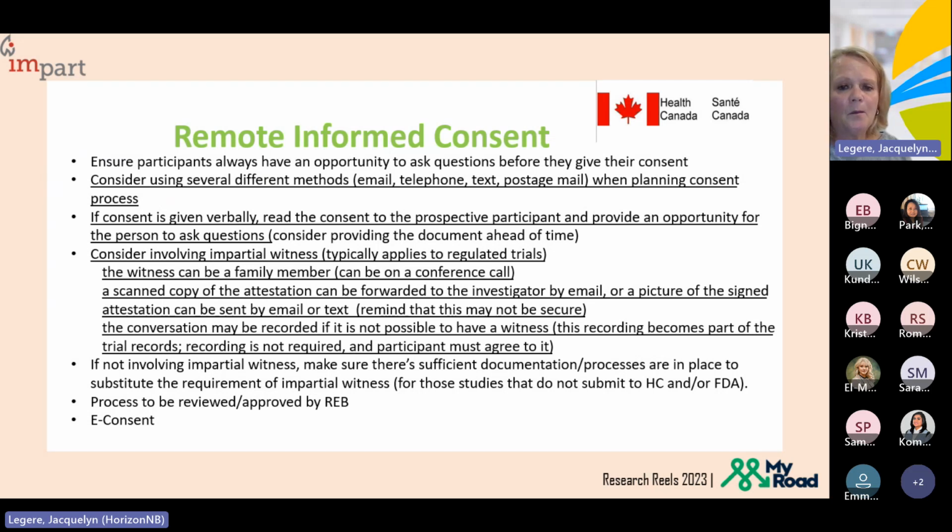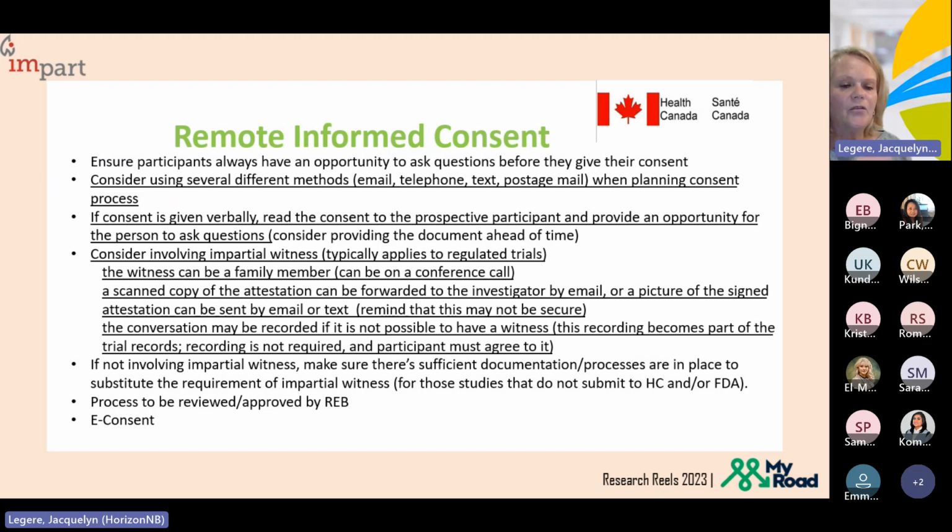The witness could be a family member, or can be on a conference call. A scanned copy of the attestation, which is the signature page of the consent form, could be forwarded to the investigator by mail, or they could take a picture and send it by text. But we need to remind them that if they do this, this may not be a secure mechanism to transfer information back and forth.